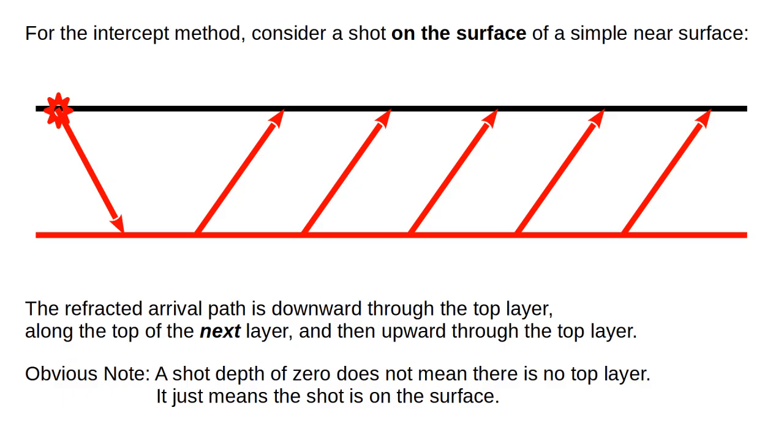For the intercept method, consider a shot on the surface of a simple near surface. The refracted arrival path is downward through the top layer, along the top of the next layer, and then upward through the top layer. Obvious note, a shot depth of 0 does not mean there is no top layer. It just means the shot is on the surface.